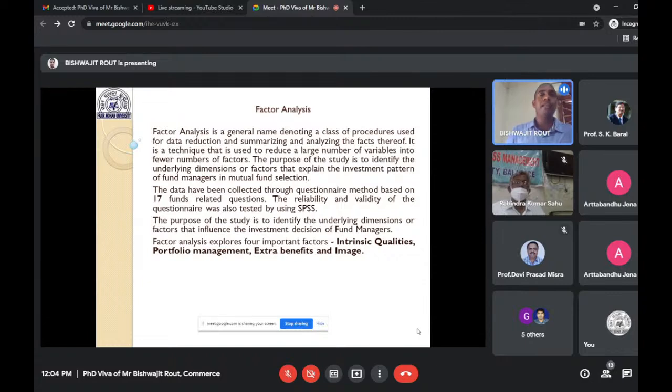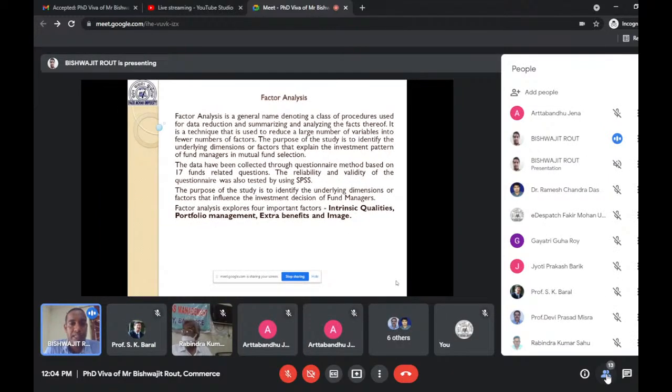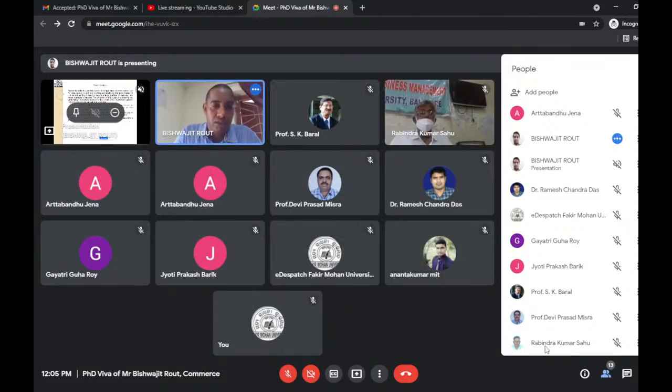Those factors are given by fund managers, and we found the variables by reviewing the literature. The 17 variables we have chosen are cited in a questionnaire. The data have been collected through the questionnaire method based on 17 fund-related questions. The reliability and validity of the questionnaire were tested using SPSS. The purpose of this study is to identify the underlying dimensions or factors that influence the investment decisions of fund managers. It is also necessary to know why we purchase a particular fund. For that purpose, factor analysis explores 4 important factors: intrinsic qualities of the fund, portfolio management, extra benefit, and image of the fund.